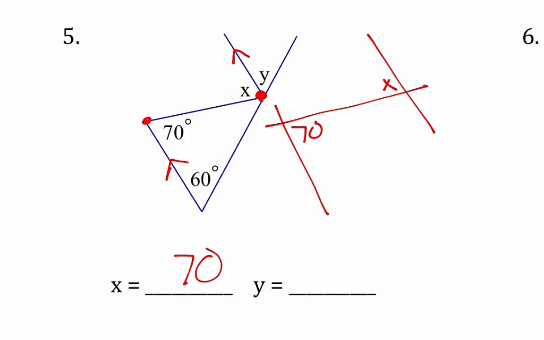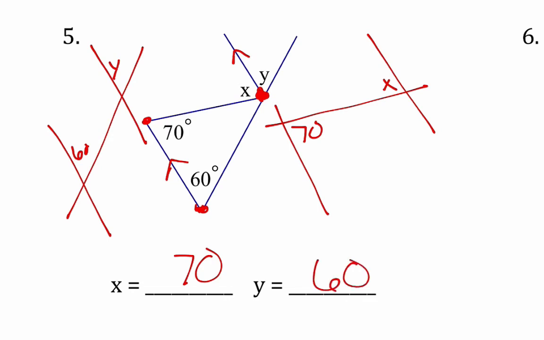Now y and 60 have the vertices on this line right here. So that line is going to be my transversal. So there's my transversal cutting across the parallel making y, cutting across the parallel making 60. Now y is exterior of the two lines, but 60 is interior. Those are going to be corresponding, which are also congruent when the lines are parallel. So y is 60.